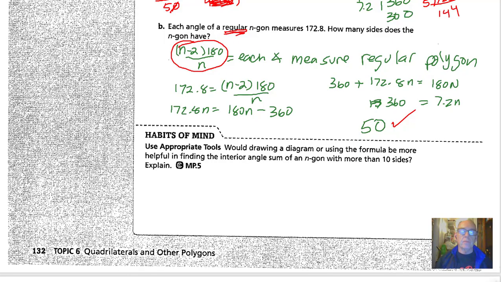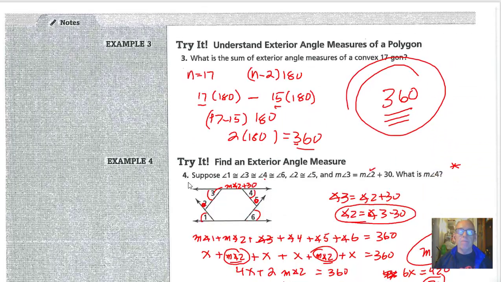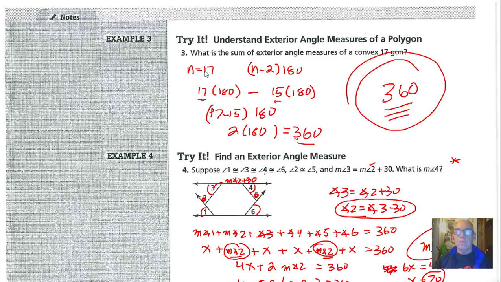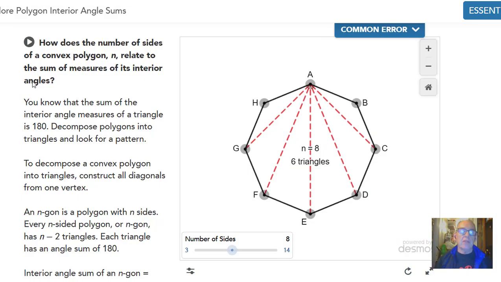Okay, let's move on. Example 3, with the exterior angle measures of a polygon. So let's look at the Savvas example 3 site and see if they have some help on this.